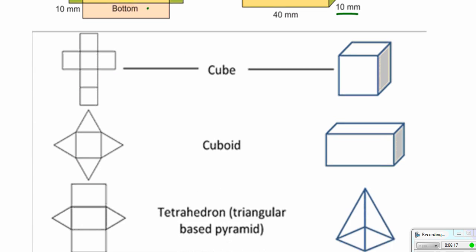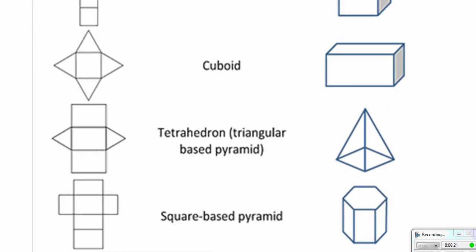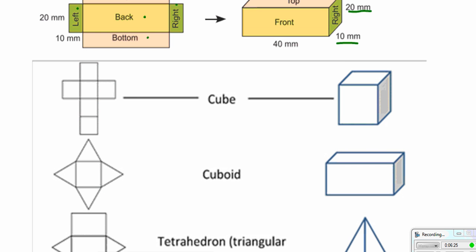So your job is to look at these different shapes and find how do they match. Okay, so this is the net of a cube, and then this is the prism of a cube. So you're going to find the other ones and match them up, and I am going to check that from you tomorrow. And that's it. That's the end of lesson 3A.